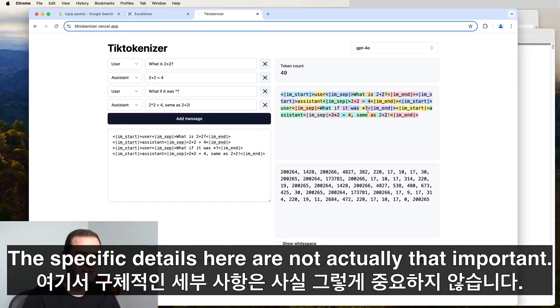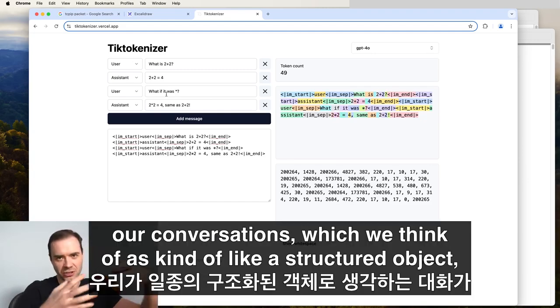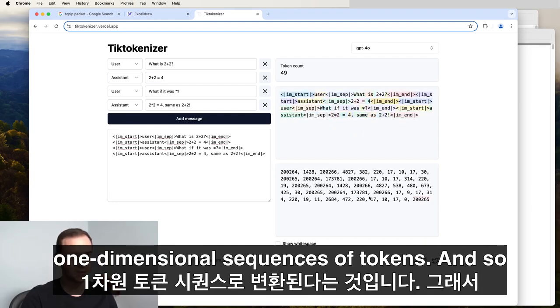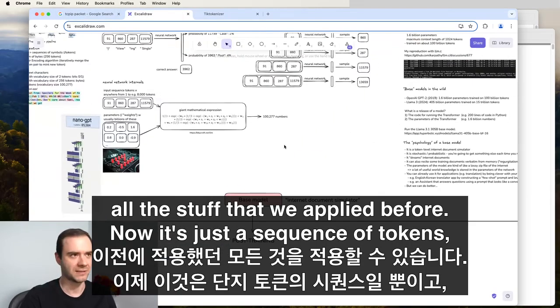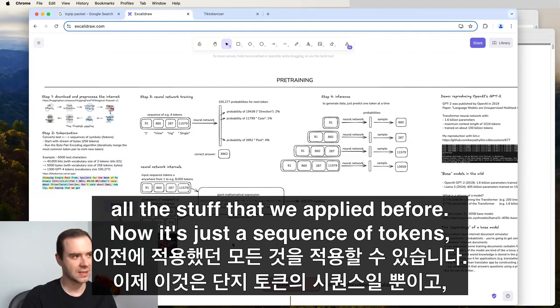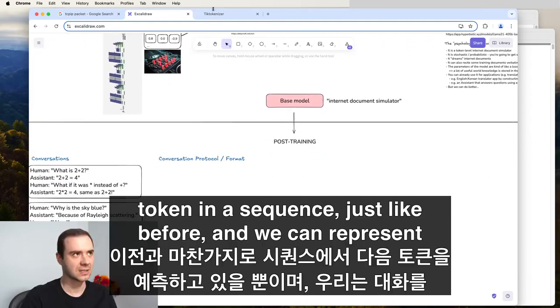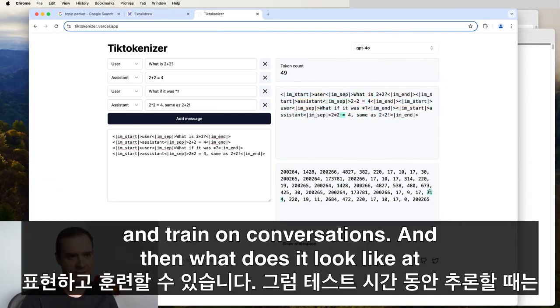The specific details here are not actually that important. All I'm trying to show you in concrete terms is that our conversations, which we think of as kind of like a structured object, end up being turned via some encoding into one-dimensional sequences of tokens. And because this is a one-dimensional sequence of tokens, we can apply all the stuff that we applied before. Now it's just a sequence of tokens, and now we can train a language model on it. And so we're just predicting the next token in a sequence, just like before, and we can represent and train on conversations.